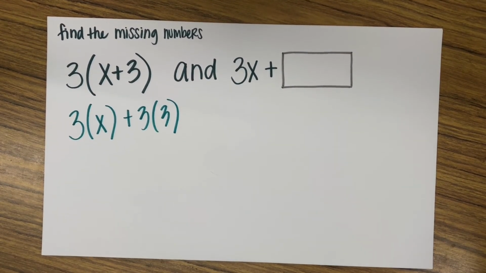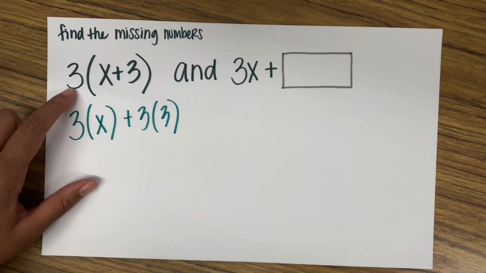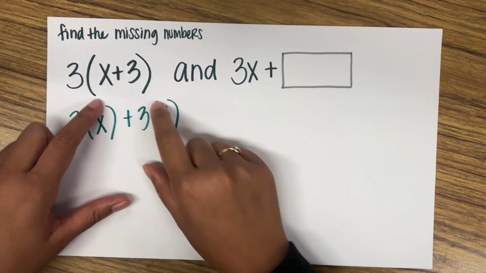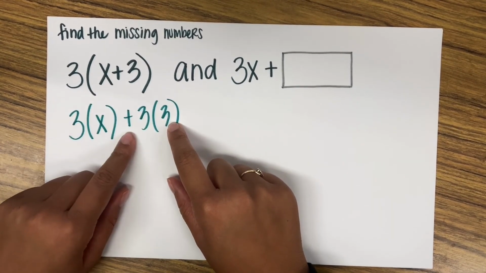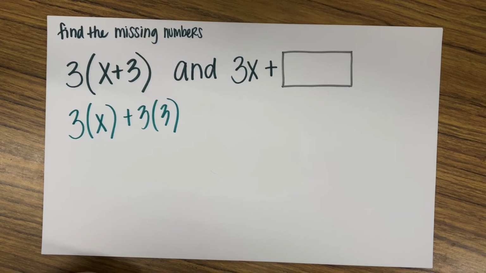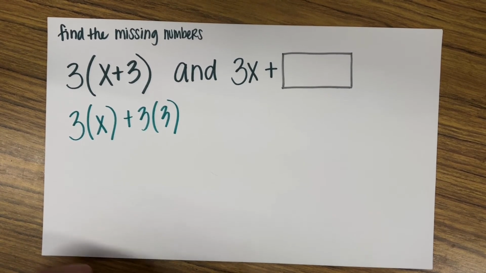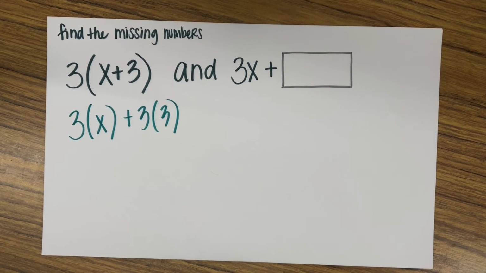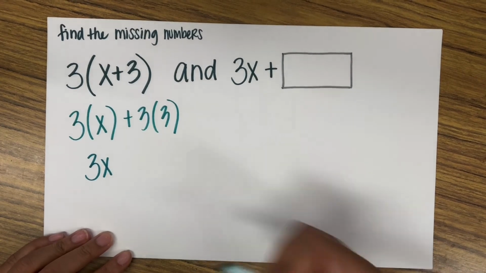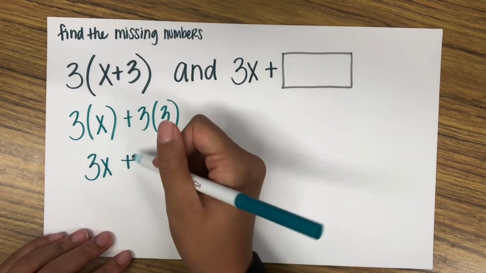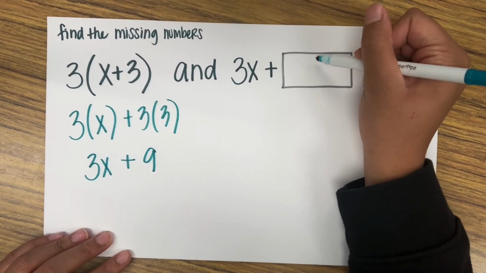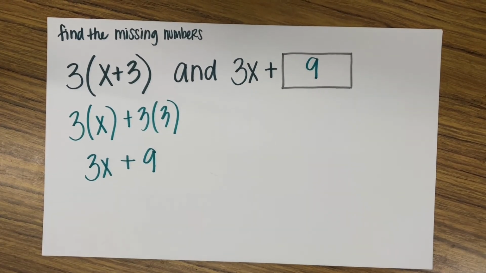So we want to remember with distributive property, the number on the outside of the parentheses stays the same. We can separate out the terms that are inside the parentheses, and whatever operation separates the 2 terms stays. Now I can start solving. So 3 times x is just equal to 3x, plus 3 times 3 is equal to 9. Therefore, in my box, which is gray, on your slides it is purple, I would type a 9.